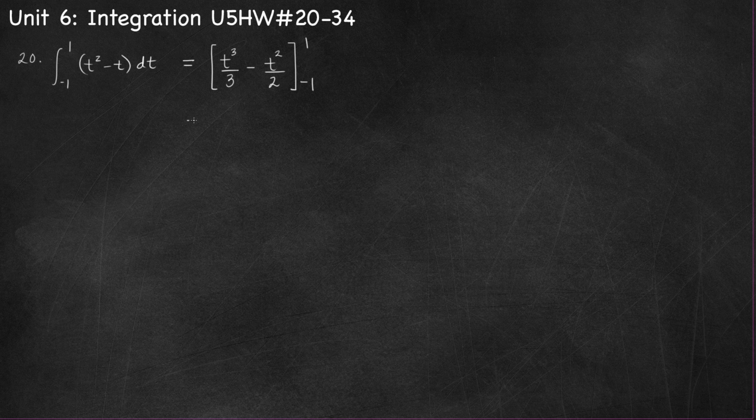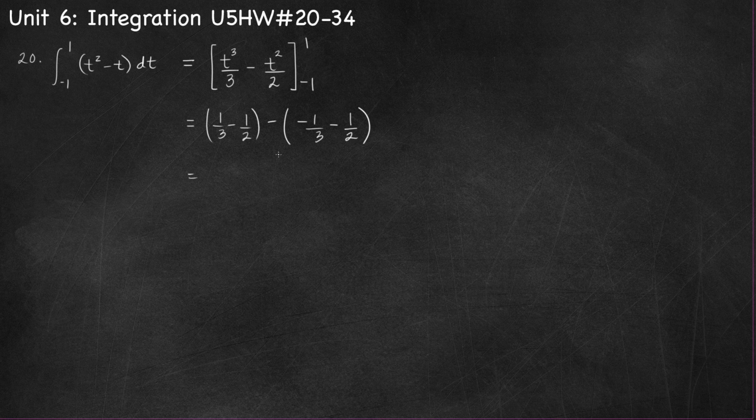So we substitute in our top value. We're going to put 1 in for t. We get 1/3 minus 1/2. Minus. Now we substitute in our lower value. So we'll put -1 in for t. And we get -1/3 minus positive 1/2.